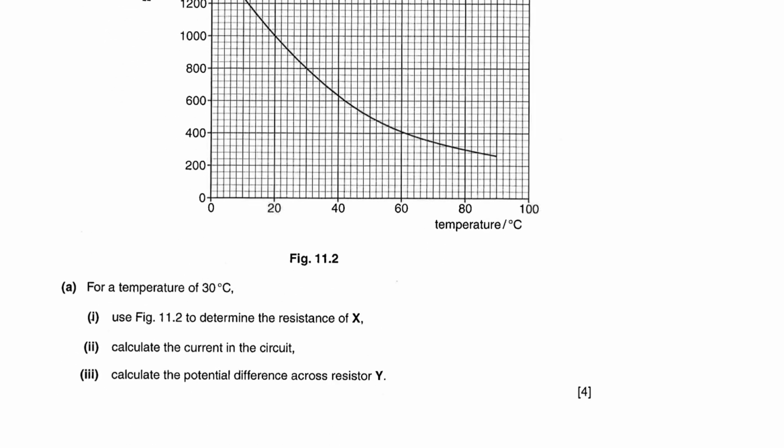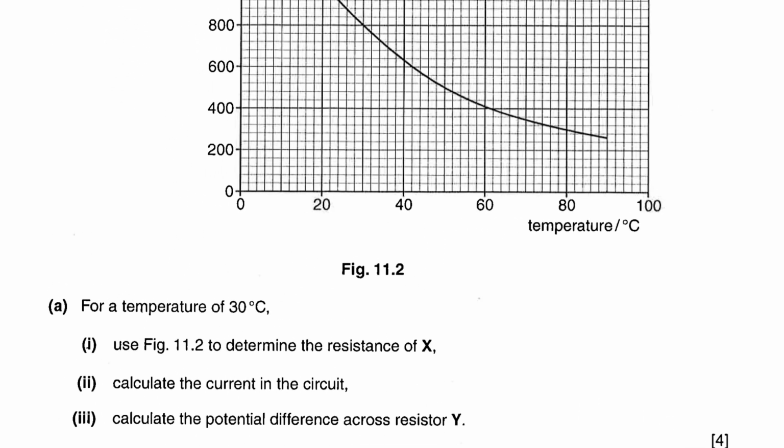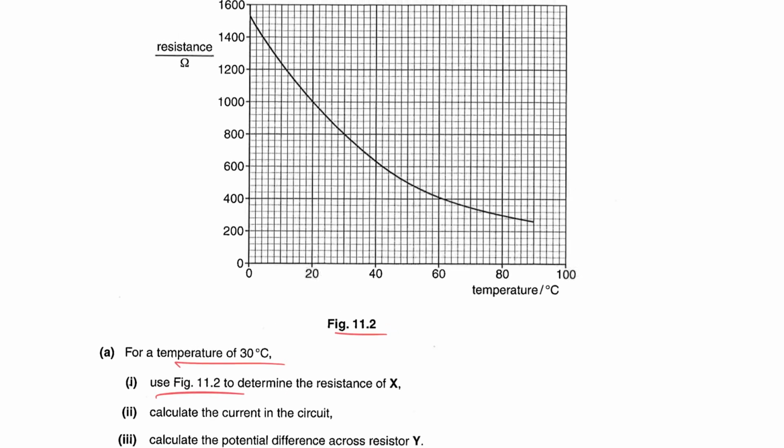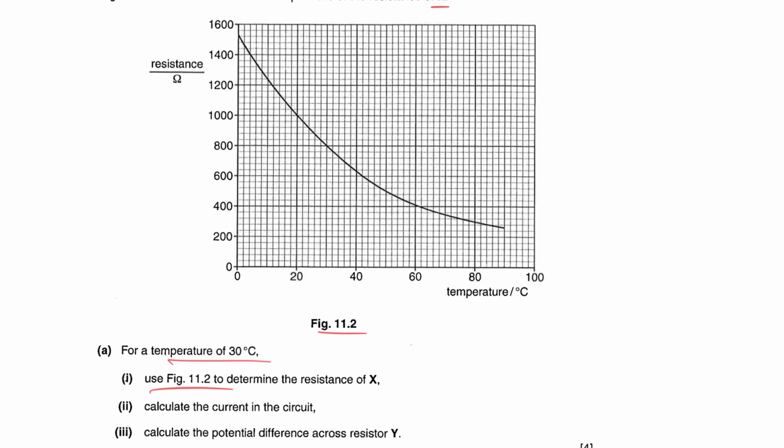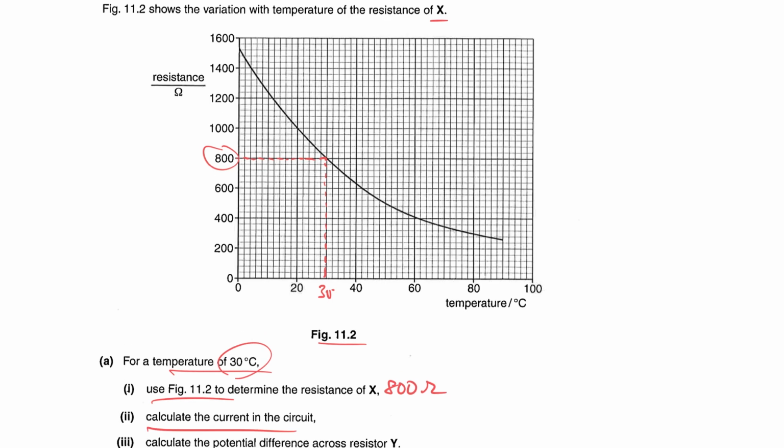The first thing they ask you is for a temperature of 30 degrees, use figure 11.2. When they state that, you have to show them on the graph clearly using a dotted line. When the temperature is 30 degrees, you draw a dotted line up to the curve, then draw the dotted horizontal line, and the resistance of X when the temperature is 30 degrees Celsius will be 800 ohms.